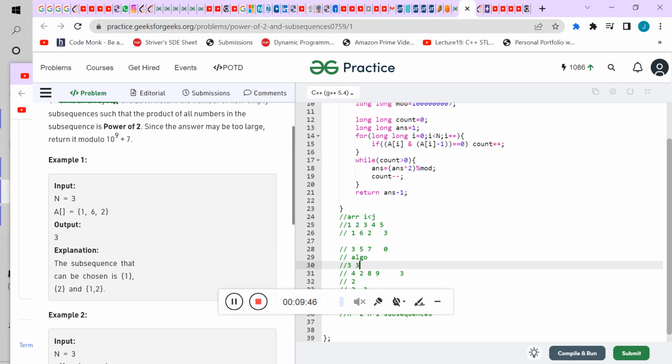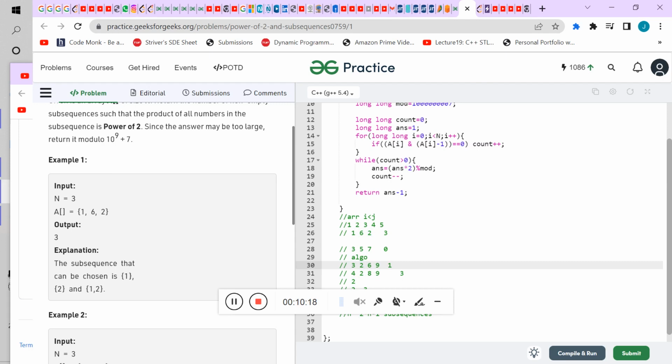Suppose this is an example, right? So I will check for 3, it is not satisfying the condition. 2 is satisfying the condition, 6 is not satisfying, 9 is not satisfying, right? Now, I'm getting a subsequence of independent 2, so I will increment my count by 1, right?